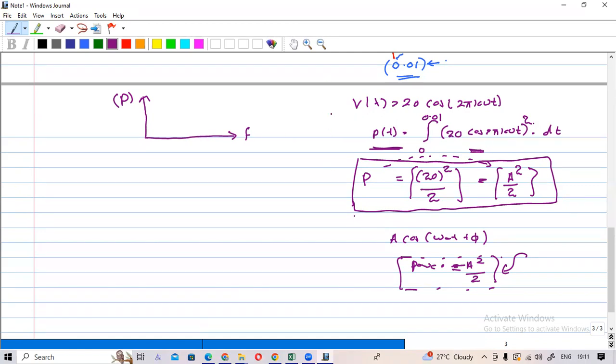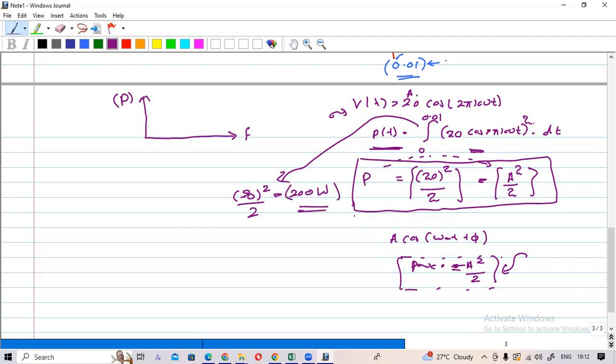So you can calculate the power of this sinusoidal signal, that is 20 square divided by 2, because this 20 is the amplitude of the signal. So you need to square it and divide it by 2. So you can get the value. What is the power of this signal? 20 square divided by 2, that is 200, no? 200 watt. This is the power of the signal.